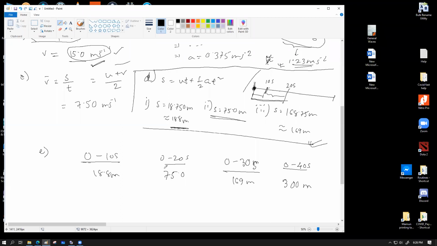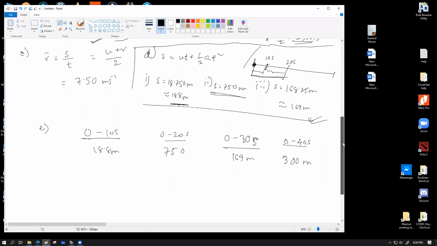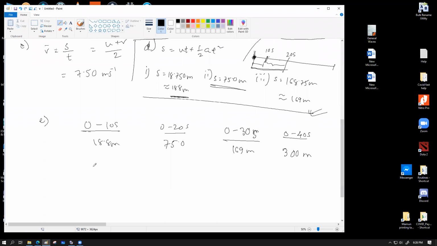So try to understand, if I now try to calculate the exclusive distance covered in each of the 10 seconds, let's say in the first 10 seconds, how much distance was covered? 8 meter. In the second 10 seconds, how much distance was covered? That will be the subtraction of these two. Second 10 seconds means from 10 seconds to 20 seconds.